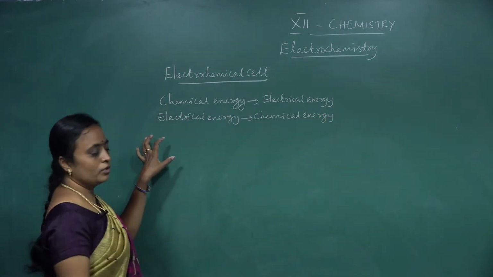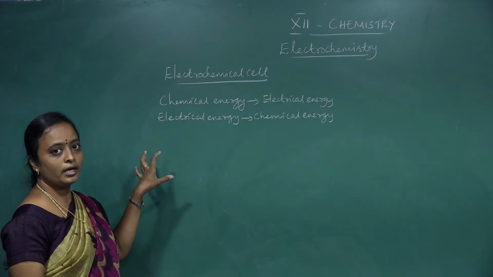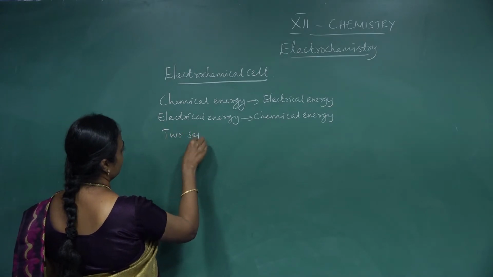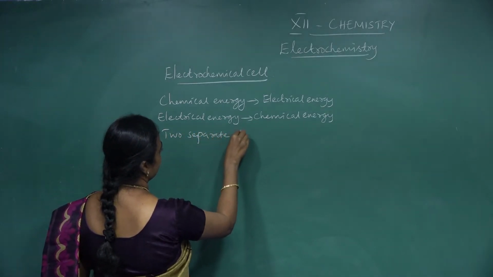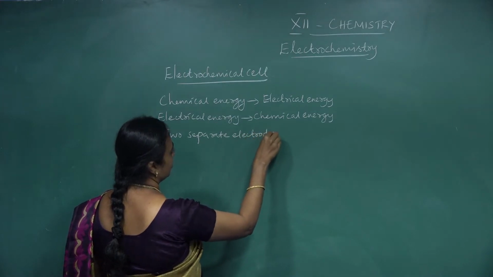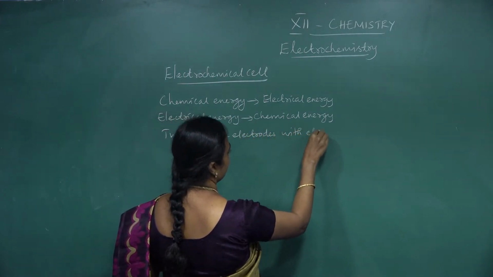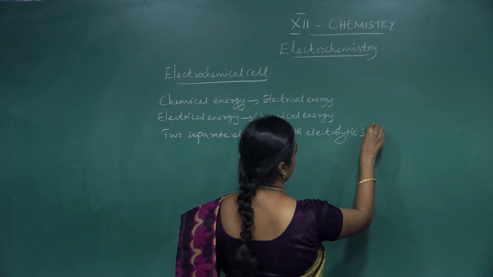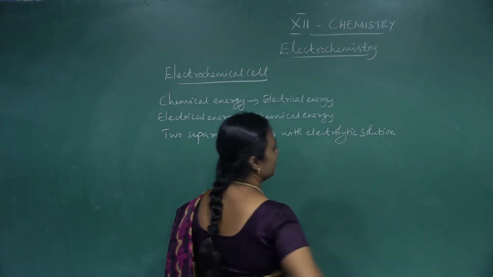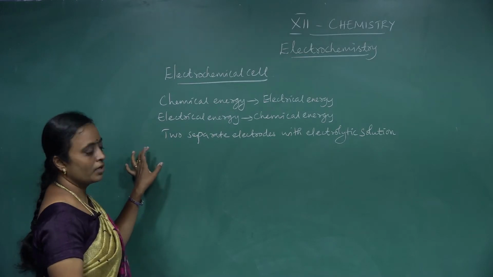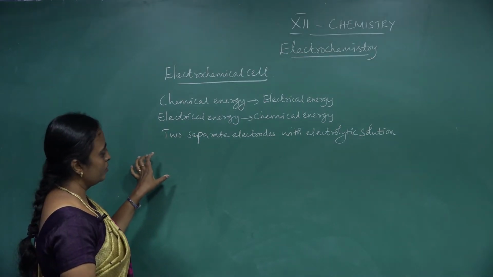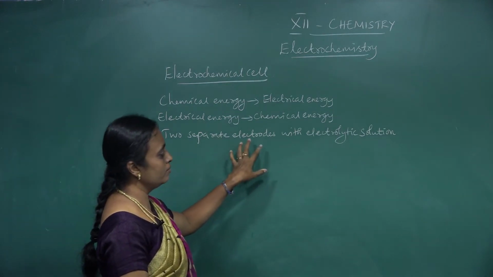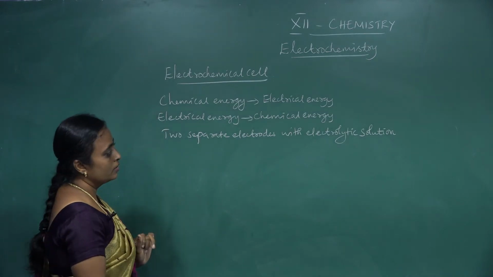This electrochemical cell consists of two separate electrodes with the electrolytic solution. If you take an electrochemical cell, it consists of two separate electrodes and they should be dipped in the particular electrolytic solution.